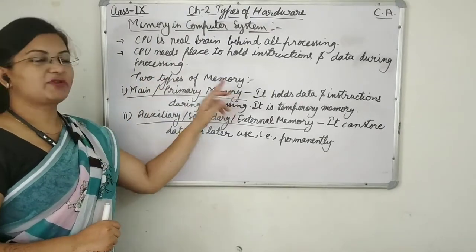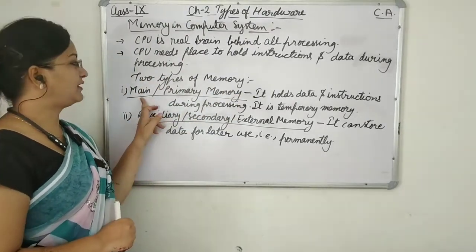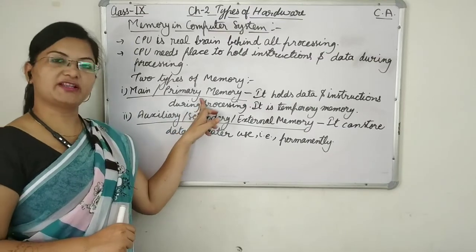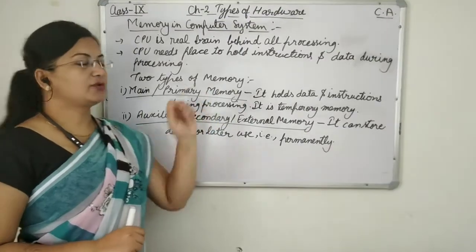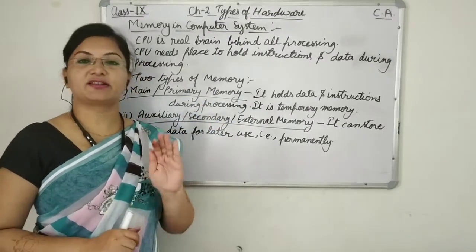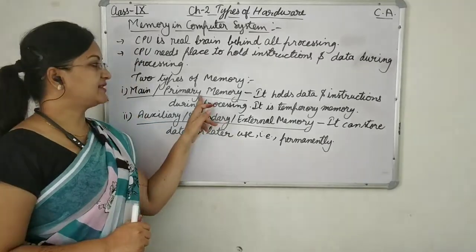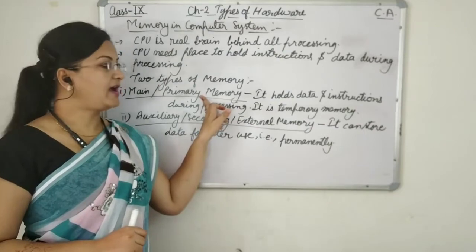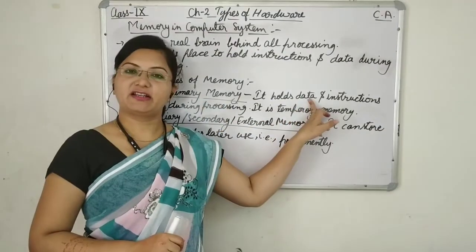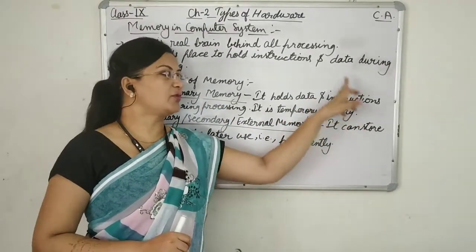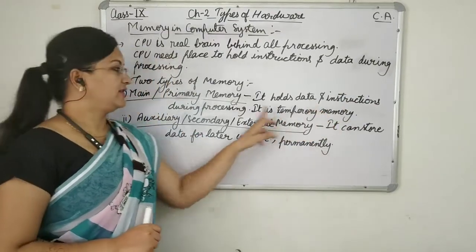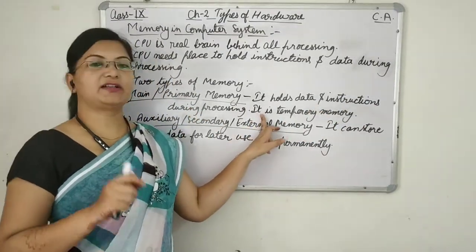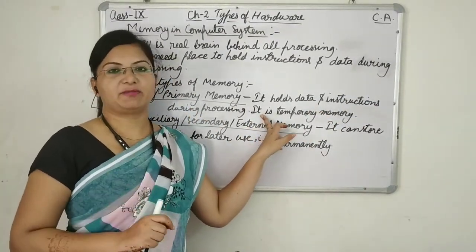There are two types of memory. First of all, main memory, also known as primary memory. It will hold data and instructions at the time of processing. This memory is internal memory. It is fitted inside the CPU, and whichever data is being processed or instruction provided to the data will be stored temporarily inside the CPU.